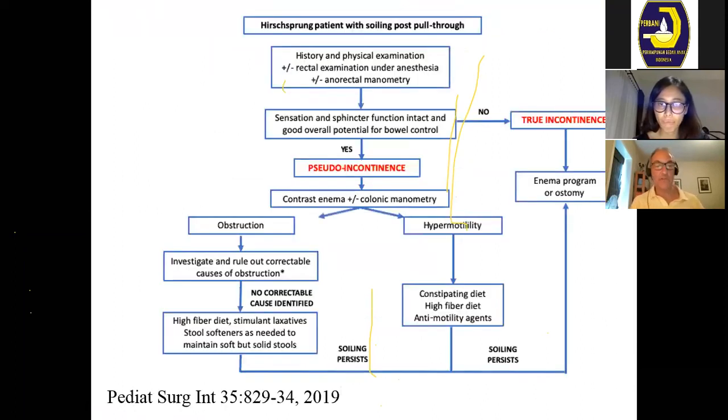And then this is the algorithm from Pediatric Surgery International. Again, write this down. I won't go through this because I think we're getting short on time.